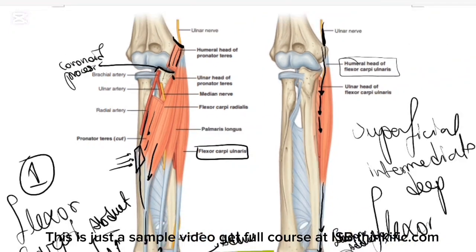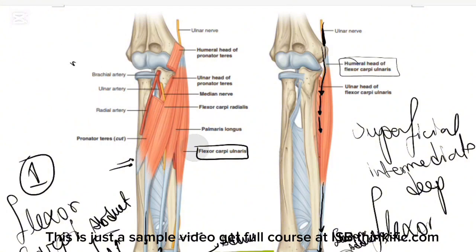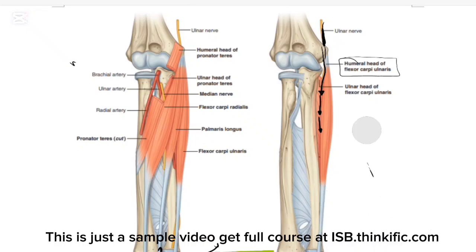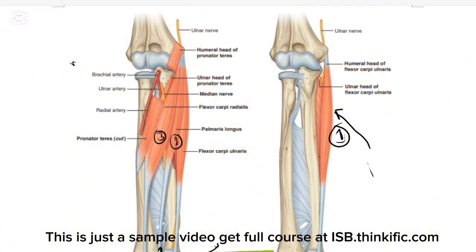So that was the superficial layer, the muscles in the superficial layer of the forearm. Let's review them really quickly. All of the muscles in the superficial layer are supplied by the median nerve except flexor carpi ulnaris. In succession, from medial to lateral, you've got flexor carpi ulnaris, followed by palmaris longus if present, followed by flexor carpi radialis, followed by pronator teres, right?